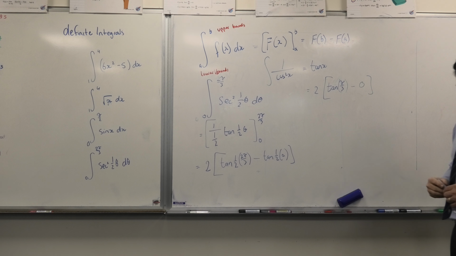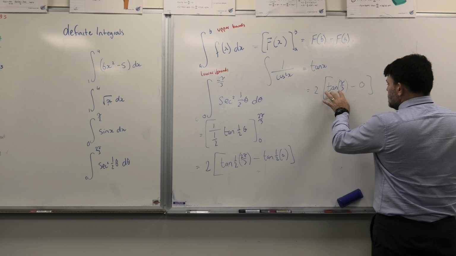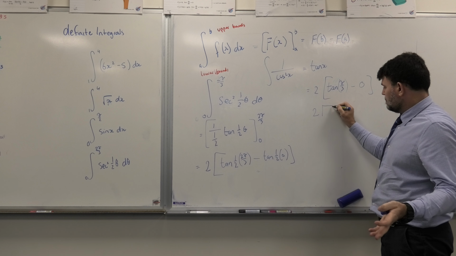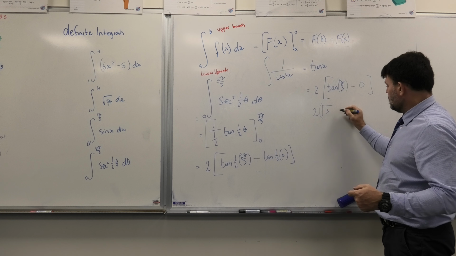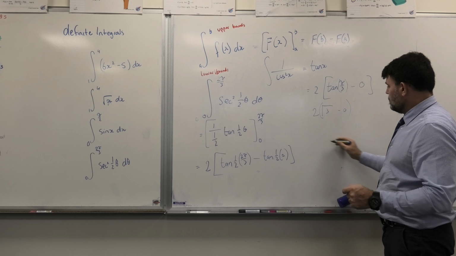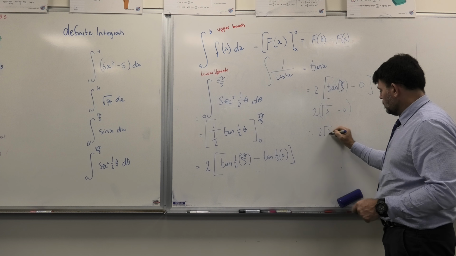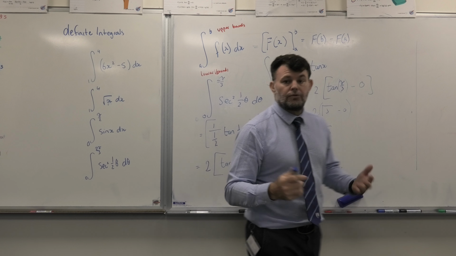Okay? So when we're looking at this case here, tan of pi on 3, can you remember that? That should give you root 3, minus 0. So our final answer would be 2 times root 3.